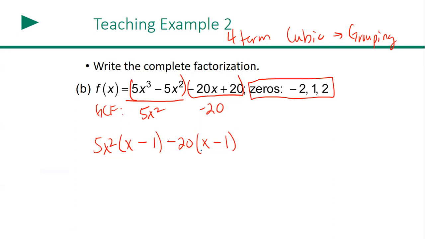All right, the next thing you're going to do is factor out your common binomial. So what binomial do they have in common? x minus 1. When you factor out x minus 1, what are you left with? You're left with 5x squared minus 20. So now you're down to 2 factors that you can set each equal to 0 and solve. Can I set each one of these equal to 0 and solve for x?